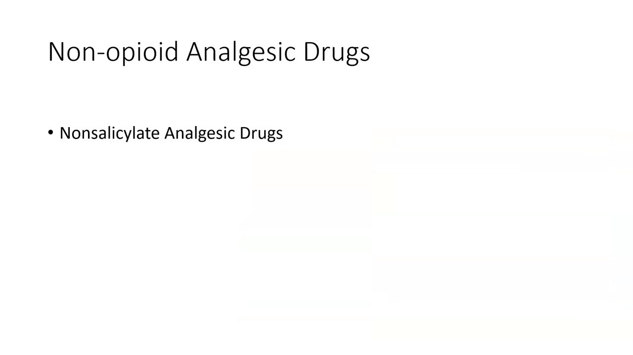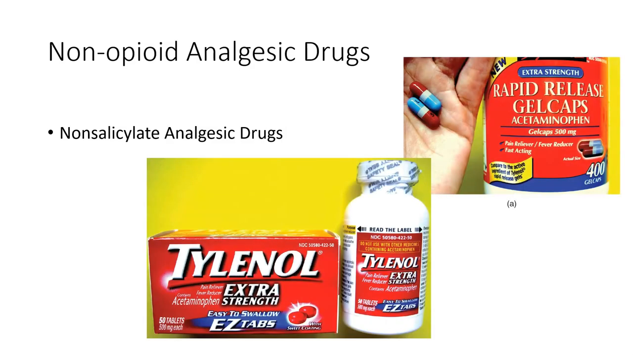The next non-opioid analgesic are non-salicylate analgesic drugs. This includes the drug acetaminophen, which is a simple analgesic. Now, the abbreviation, if you recall when I talked about drug names, the chemical name being acetyl para-aminophenol, we abbreviate that APAP. So acetaminophen can be abbreviated. You may see an order from a physician, APAP.